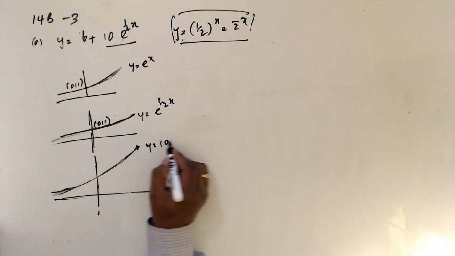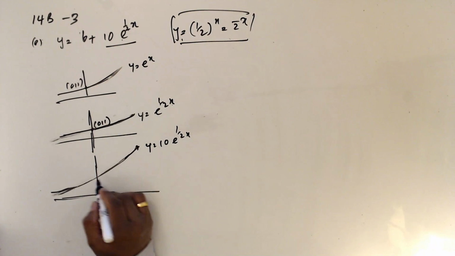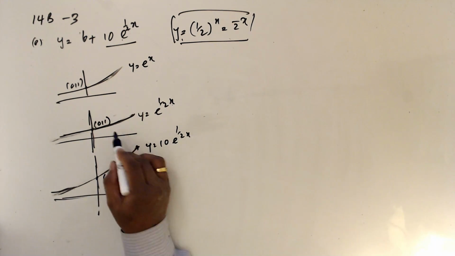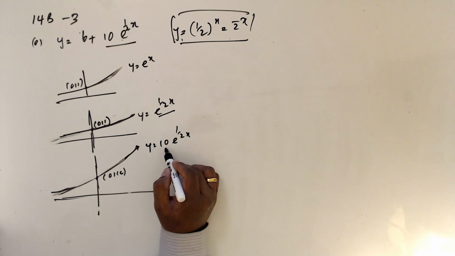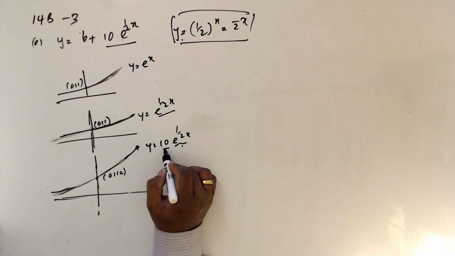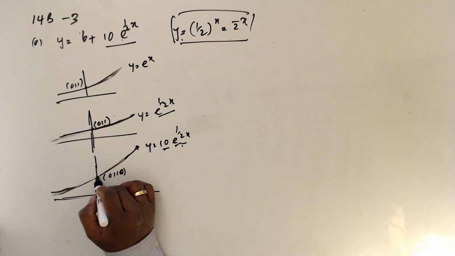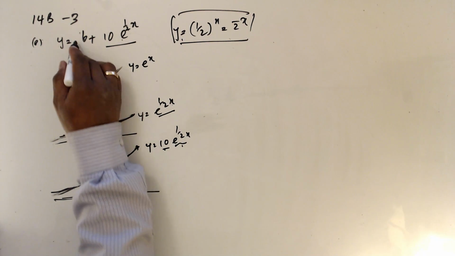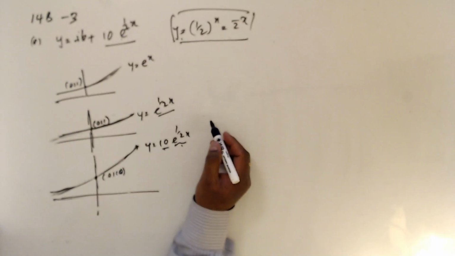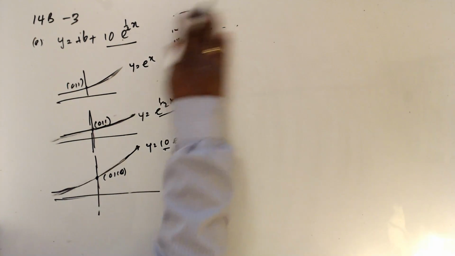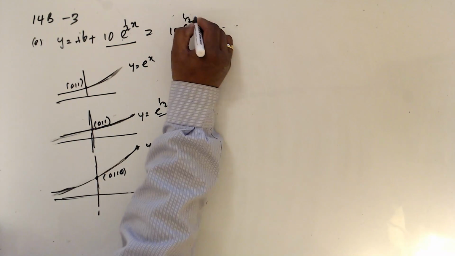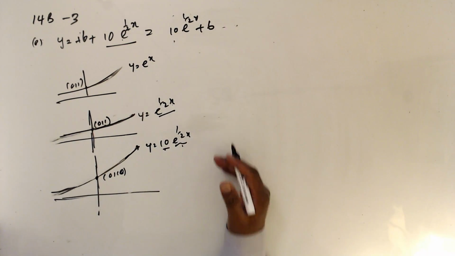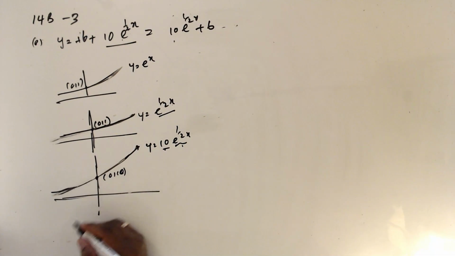y equals 10 e^(half x). It means we can clearly say this point is (0, 10), because when x equals 0, e to the power 0 is 1. Now multiply by 10, it is 10. Then this is plus 6. I write the graph like this, not 10 e^(half x) plus 6 here. We want to push the whole system up by 6.